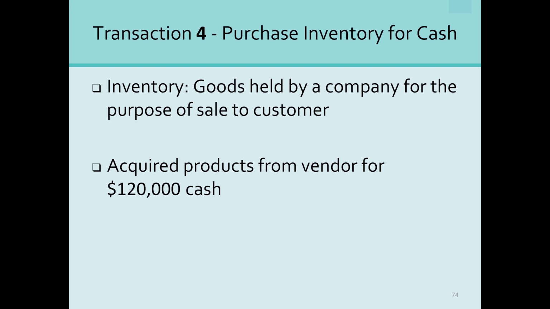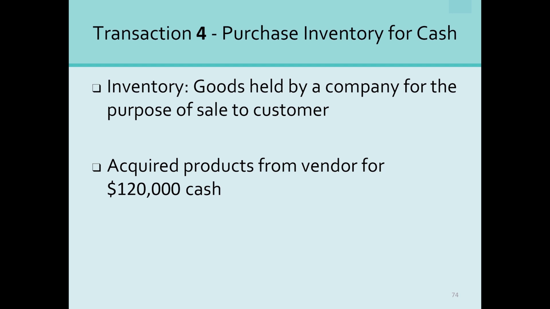Merchandise inventory and inventory are the same. It is just derived from the word merchants. The merchants used to buy and sell things. So, that is the reason it is called merchandise inventory, right. So, cash is down 120, inventory is up 120.